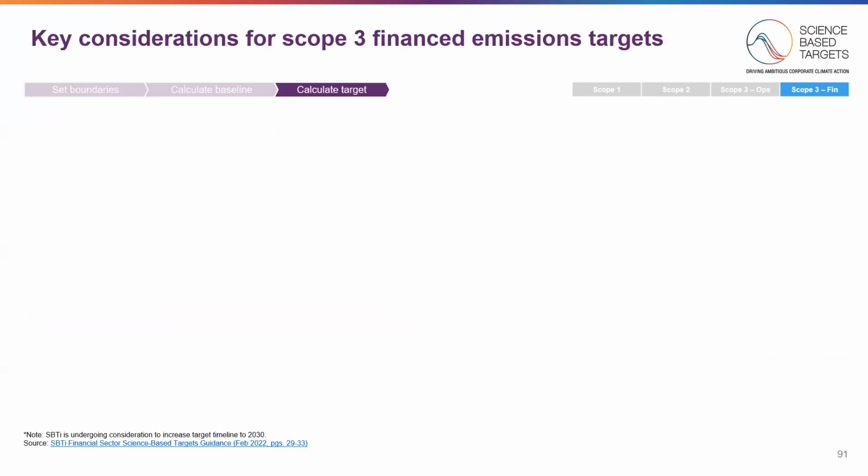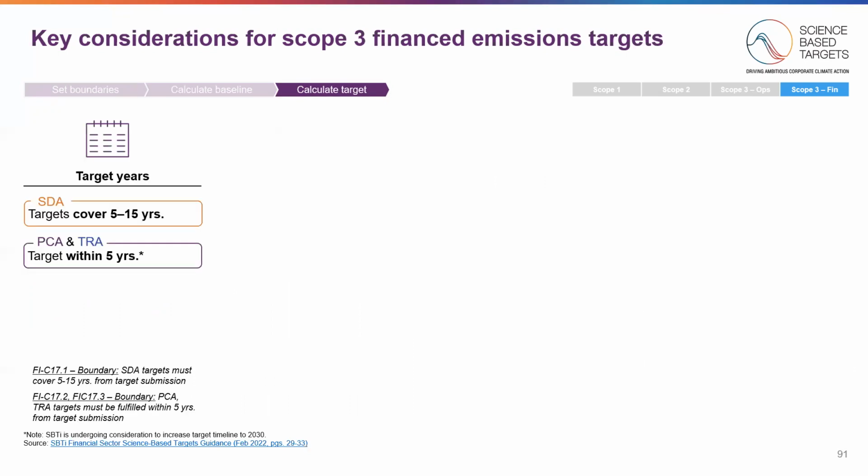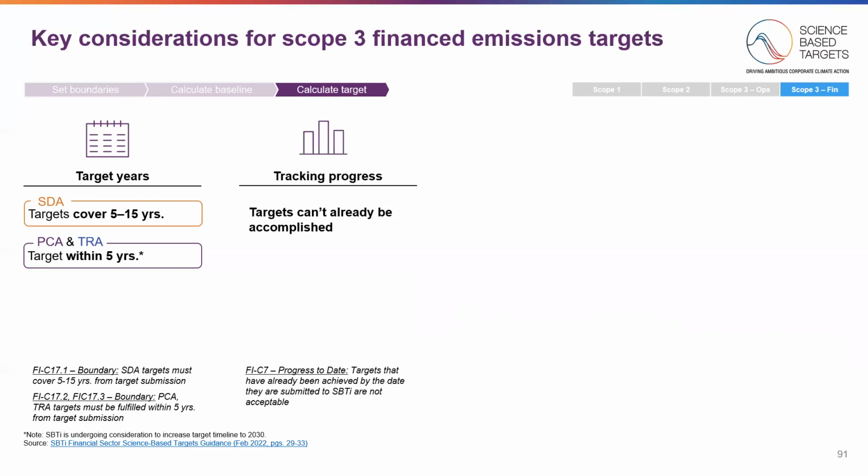As financial institutions calculate their targets, for each target, the financial institution should consider their target year. For the sectoral decarbonization approach, or SDA, targets should cover a year within the next 5 to 15 years. For both the portfolio coverage and temperature rating approaches, this near-term target must be within 5 years, since it is important for companies to influence and engage their portfolios to catalyze change. As it was for Scope 1, Scope 2, and Scope 3 operational emissions, tracking progress is considered in a similar manner. Financial institutions cannot include prior year accomplishments within their targets.